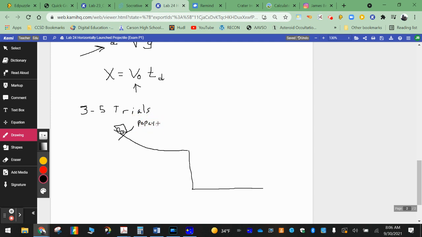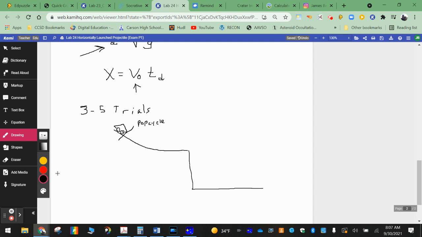Why would I want to use a popsicle stick? Maybe just as a gate to open it up, because if you use your hand, you might give it some initial velocity. So we'll use a popsicle stick to help launch it from the same spot.